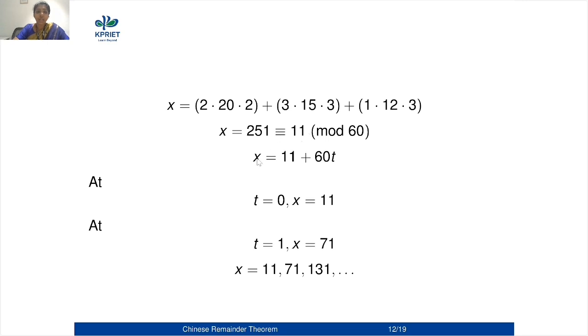And this expression can be reframed as x is equal to 60 times t plus the remainder 11. Now the given problem has many solutions if I take many values for t. So if t equals 0, this expression gives x is equal to 11. And if I take t equal to 1, this expression would be 71. So for many t's, I have written so many solutions. So these numbers will satisfy the given congruence equations.